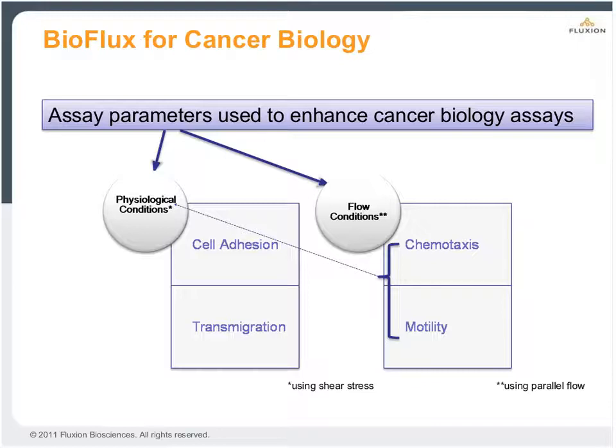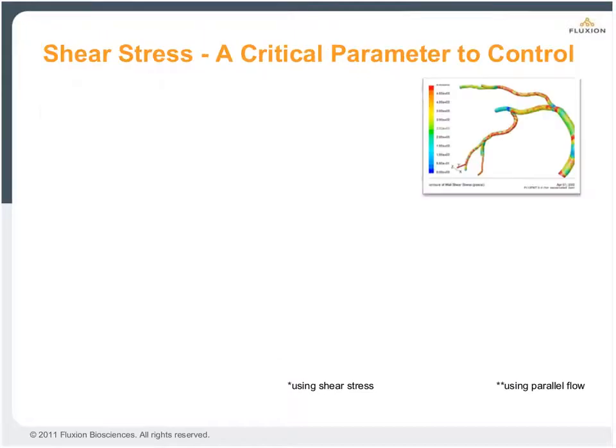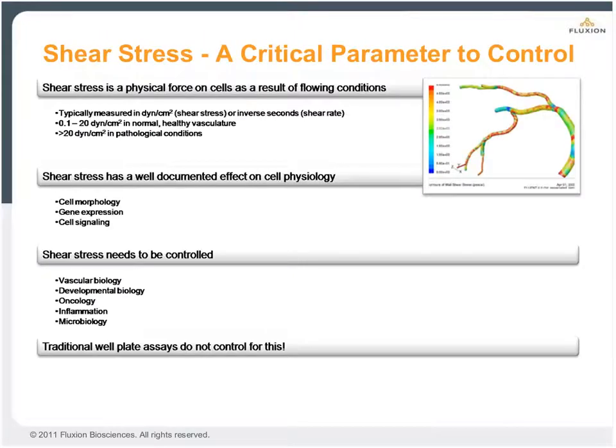The first parameter we're going to talk about is shear. Shear is a mechanical force. In this case, we're talking about something that's exerted by fluid flow or blood flow, where in a healthy individual in the circulatory system, the shear can range from less than 1 dyne to 20 dynes per centimeter squared. In the case of a stenosed artery or other vascular disease, shear can be well in excess of 20 to hundreds of dynes per centimeter squared.